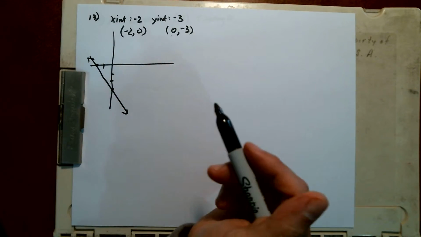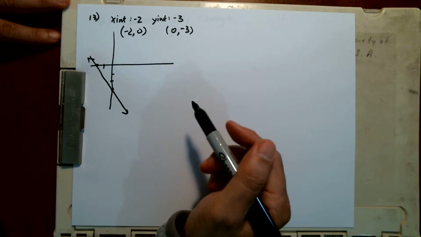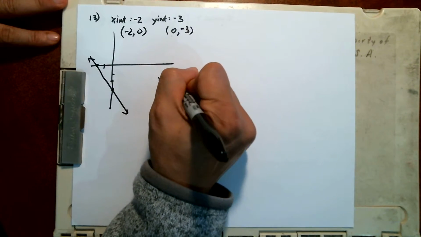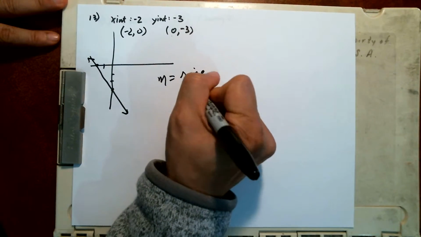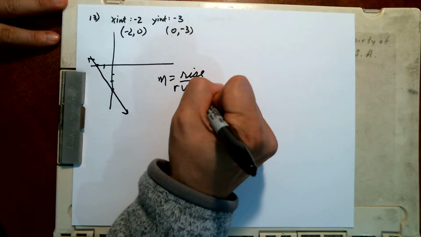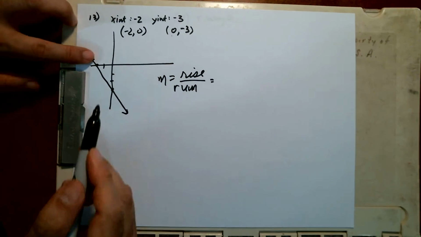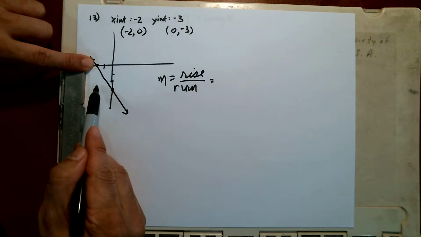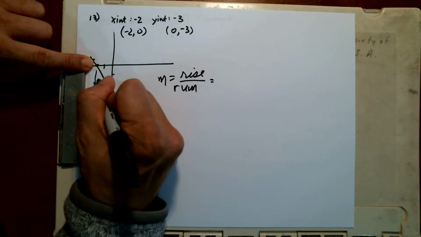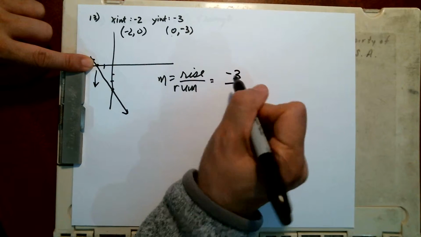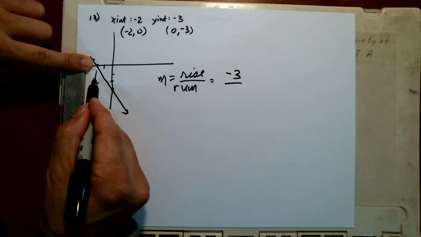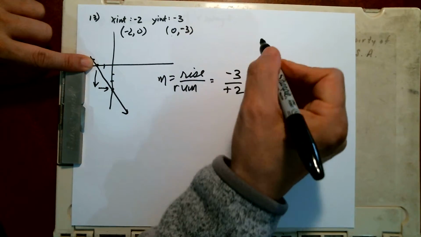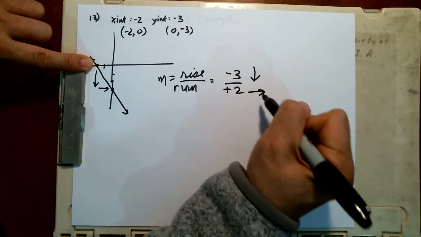Oh, you have 2 points. Well, we can always find the slope of this. Slope is equal to rise over run. We start at this point. You're going down 3 units, right? 1, 2, 3, and then your run is plus 2. So this is your rise, this is your run.